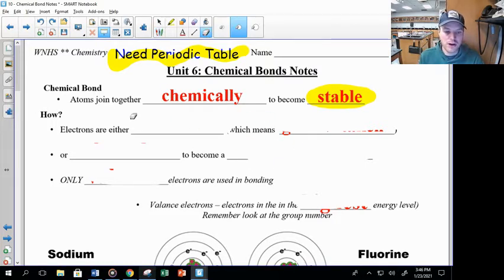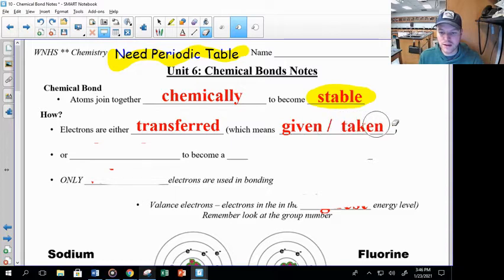And so here's where valence electrons come into play. They're transferred, which means they are either given away or taken by an atom. So some atoms are giving away electrons, other atoms are taking electrons, but they're going to be transferred in some way. And the only reason why electrons are going to be transferred is so that elements become more stable. Okay, if an element doesn't become more stable by giving or taking away electrons, it won't do it.